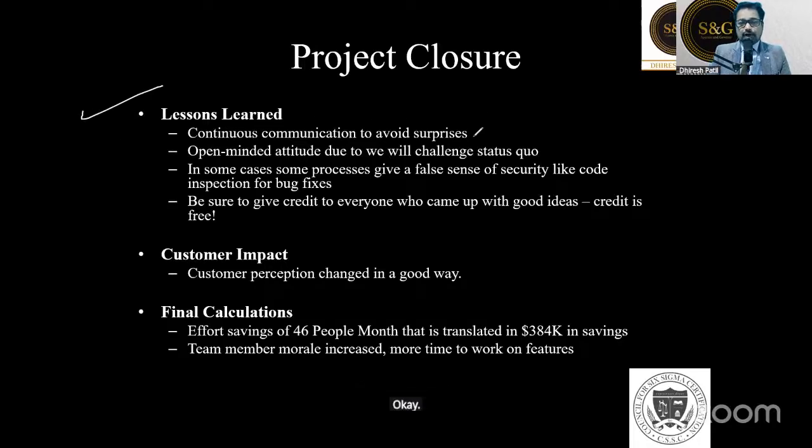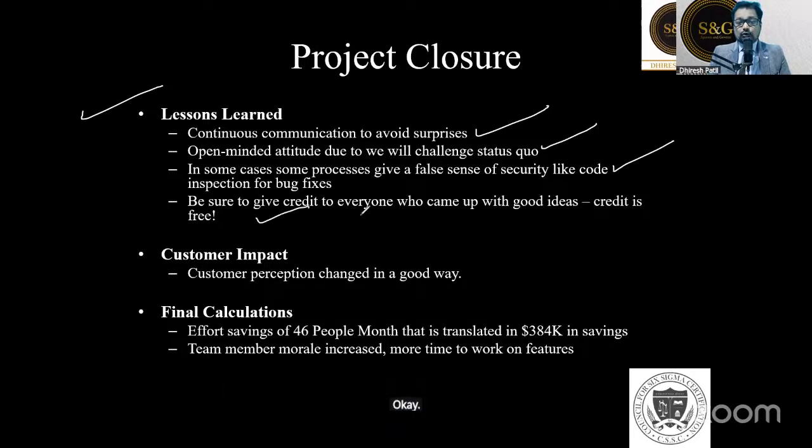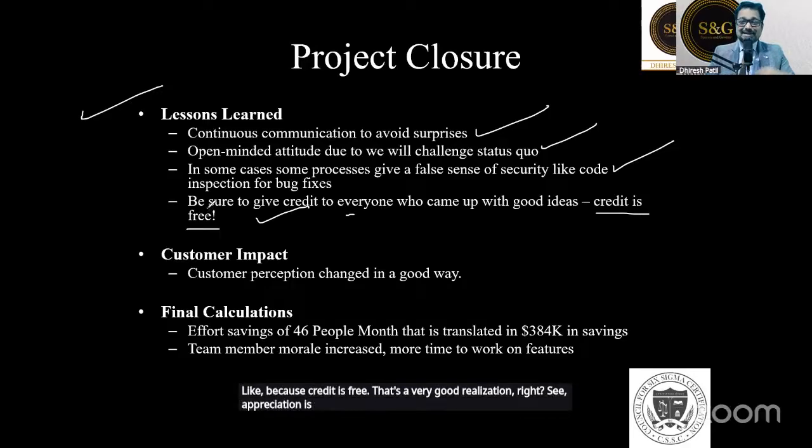for example, continuous communications to avoid surprises, open-minded attitude, process gives false sense of security like code inspection. So these are very specific, domain-specific lessons. Okay, be sure to give credit to everyone who came up with a good idea, because credit is free. That's a very good realization, right? See, appreciation is free. Appreciation has to be done as much as possible.